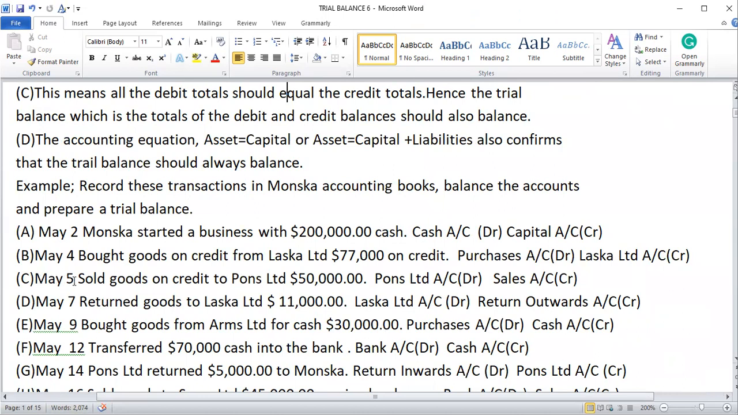C, May 5th, sold goods on credit to Ponds Limited. So the accounts are what? The Ponds Limited account is receiving the goods, so it has been debited. And the sales account is giving out the goods, so it has to be what? Credited.